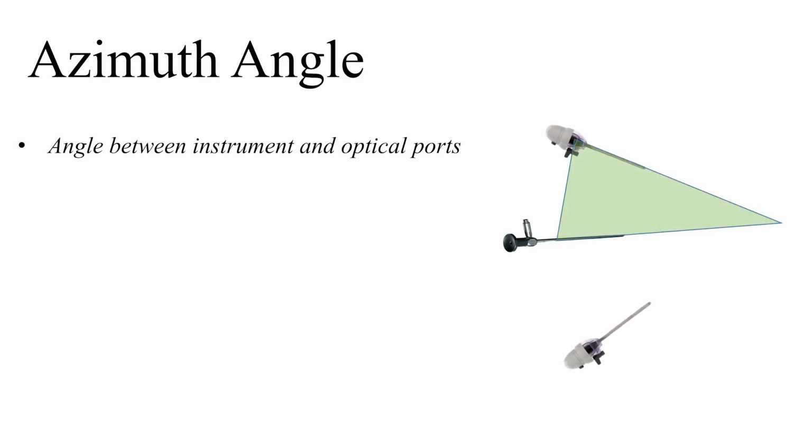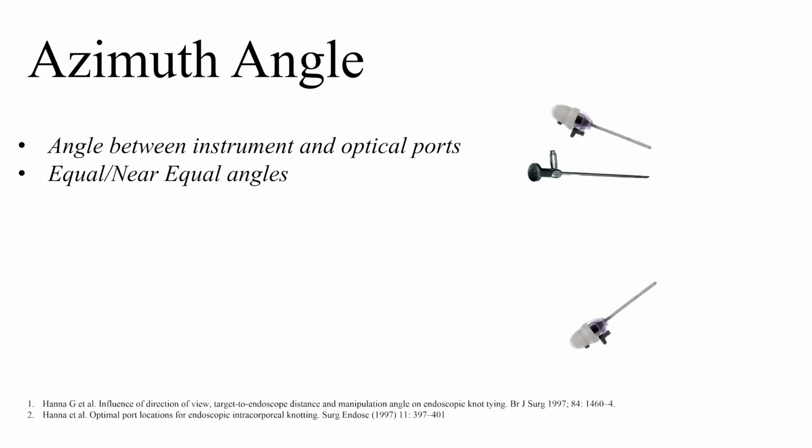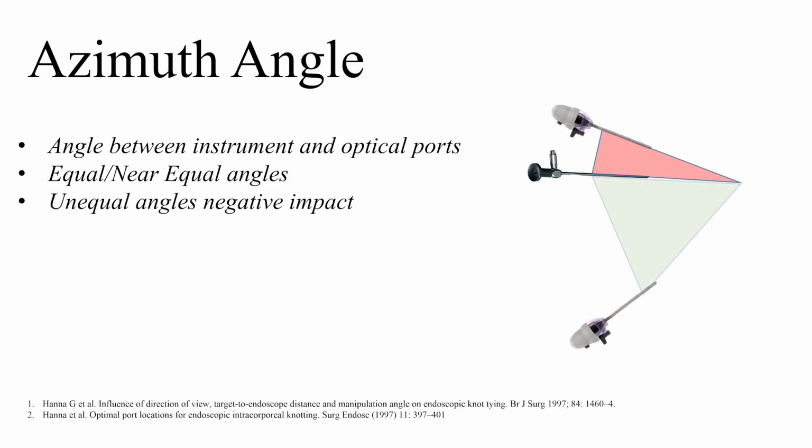Azimuth angle is the angle between an instrument port and the optical port. Again, Hanna, in his research, found that when these angles are equal or nearly equal, there was a faster execution time on the surgical task at hand, here being intracorporeal knotting. Although unequal angles had a negative impact on execution times, there was no statistically significant difference found on the quality of the knot.